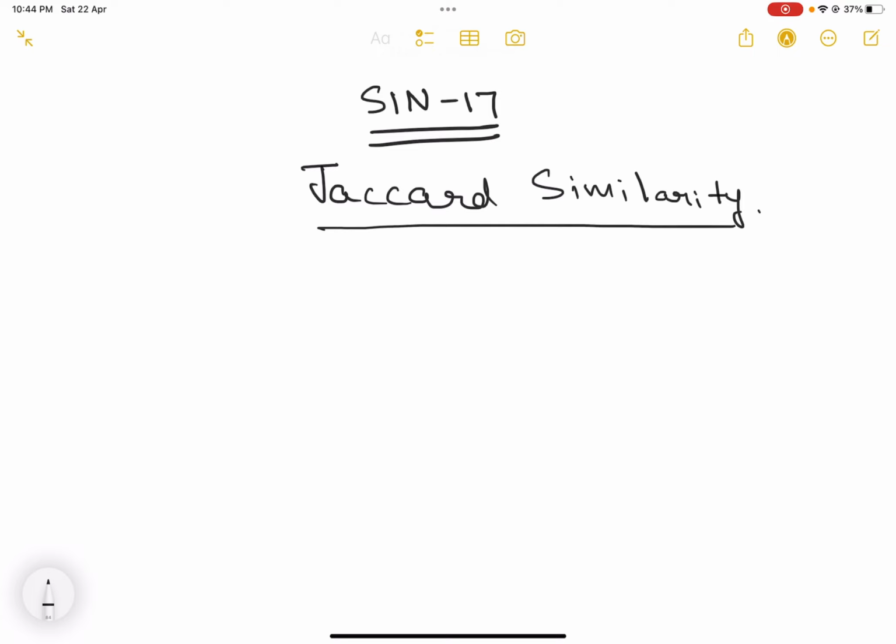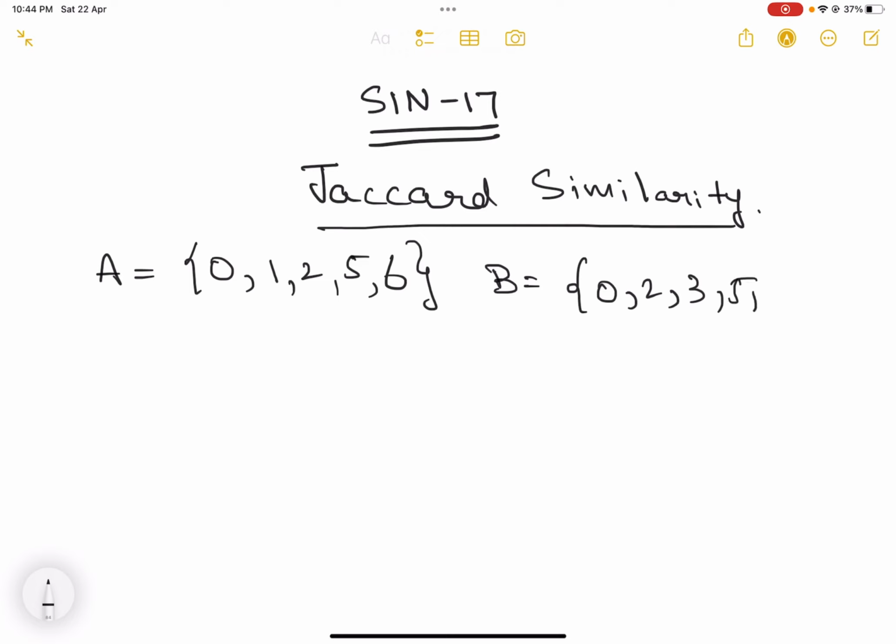Okay, so now let us understand this with an example. So let's say we have two sets A and B. A has 5 elements 0, 1, 2, 5 and 6, and B has 2, 3, 5, 7 and 9 elements. Now, how similar are A and B? That is, how close to each other are they?